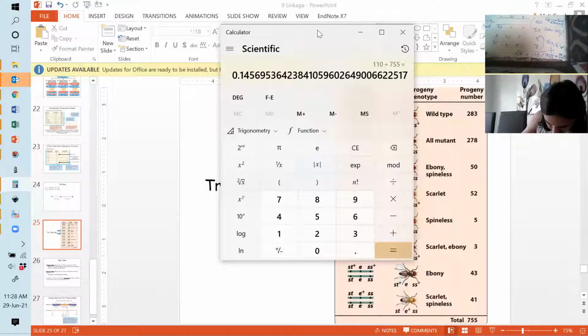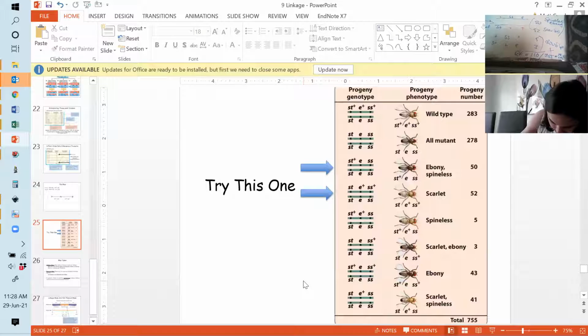Okay, so Valeria, the double crossovers are the rarest events. They're the rarest events because you have to have two independent events.